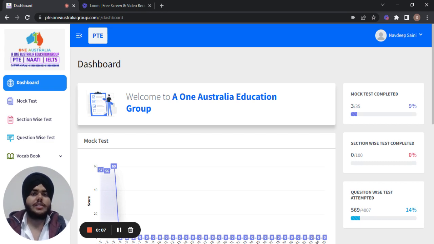Today we are going to discuss a very important task in PTE's reading, which is reorder paragraphs. So right now I'm logged into the A1 Australia portal. I'm logged into a student's ID.